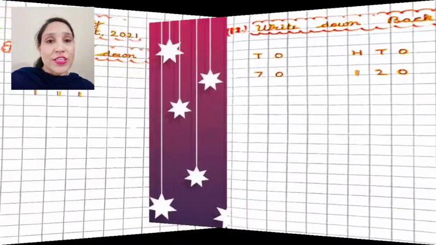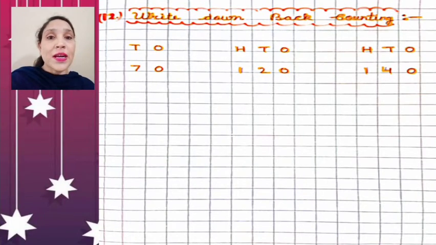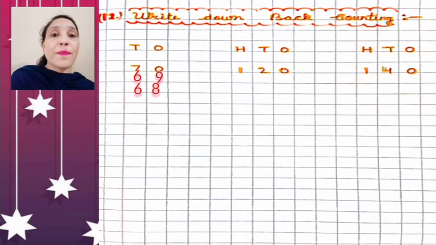Now, see the next question. Now you have to write here back counting. You have to learn back counting from 150 to 1. You have to complete this series of numbers that is given. Here is the number 70 given. So you have to write here what comes before 70, that is 69. So we will write here number 69. After that comes 68. Like this you will complete this series of numbers of back counting.